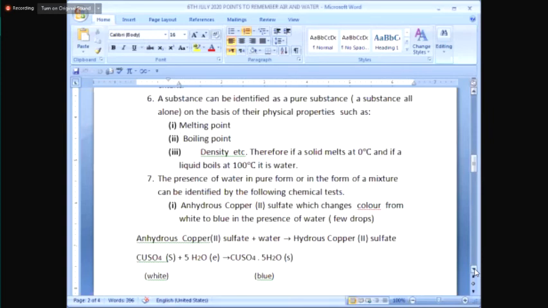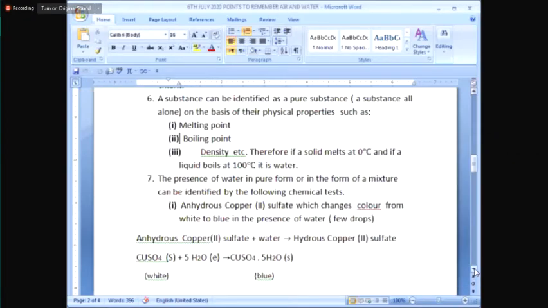Therefore, any solid in the world, if it melts at 0 degrees Celsius, with closed eyes you can say it's water. And any liquid in the world, if it is in pure state, that is all alone, not mixed with any other impurity or any other substance, and boils at 100, we call it water. Impurity means other substances.